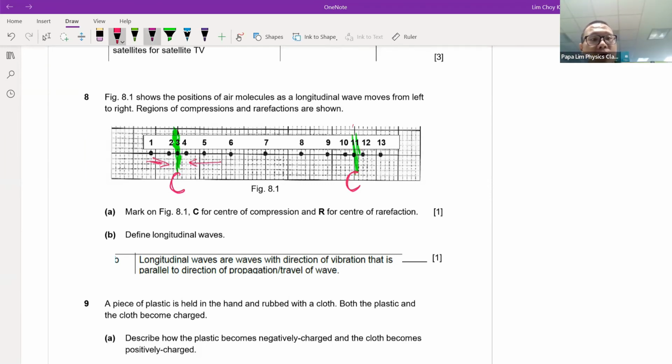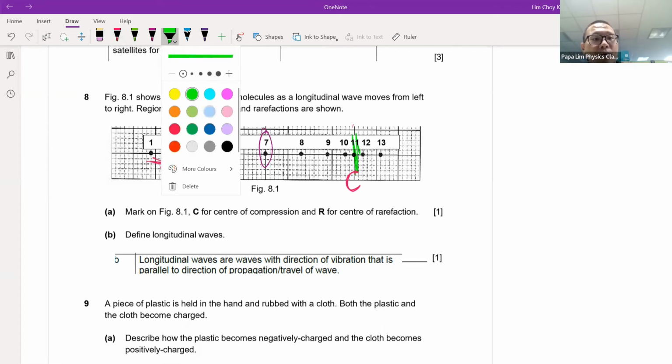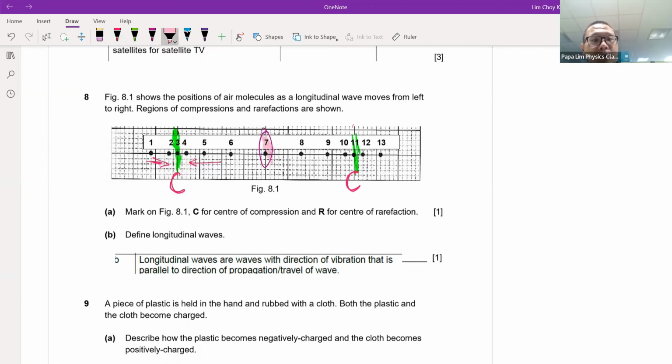And after that, the reverse will be true. You look at 7, okay, 7 is what we call the center of rarefaction, because particles 5, 6, 8, 9 look like they are going further and further away. So it looks as if 7 is being stretched on the left side and stretched on the right side. Okay, so that's what I mean by the center of rarefaction. For part B, the definition, I will not dwell too much. Okay, so know your definitions. You have to know your definitions.